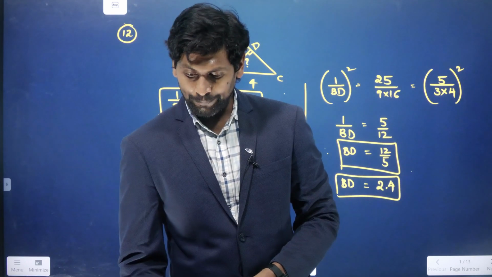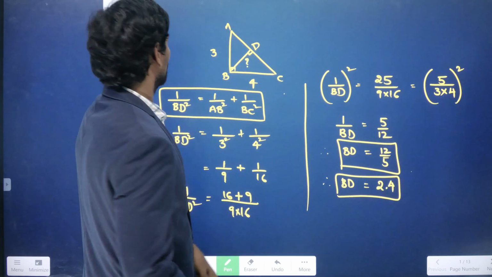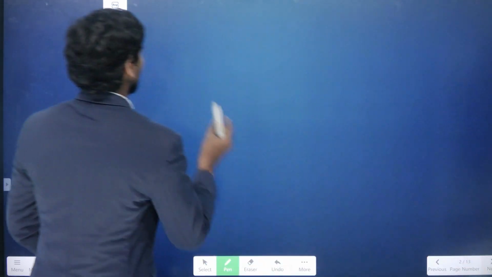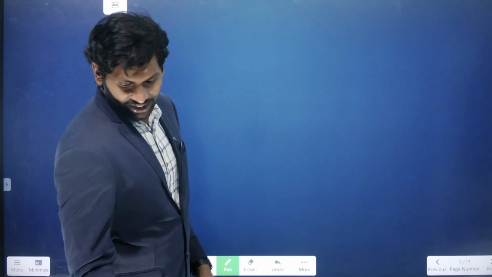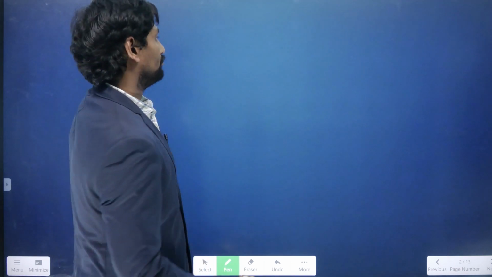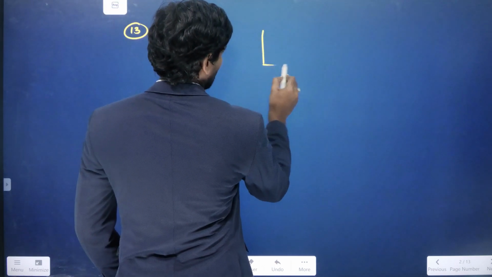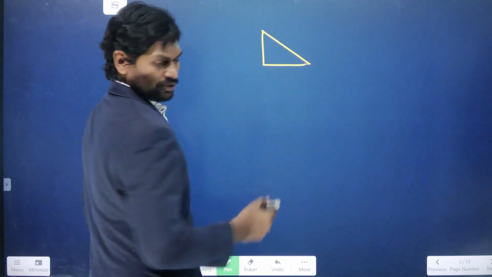The length of the hypotenuse of a triangle. Hypotenuse means definitely it will be a right angle triangle. The largest side of a right angle triangle is called the hypotenuse. The hypotenuse of a triangle is 3 centimeters more than twice the length of the shorter side. Let me take this right angle triangle. It is the hypotenuse, and the longer leg is 7 centimeters longer than the shorter side.